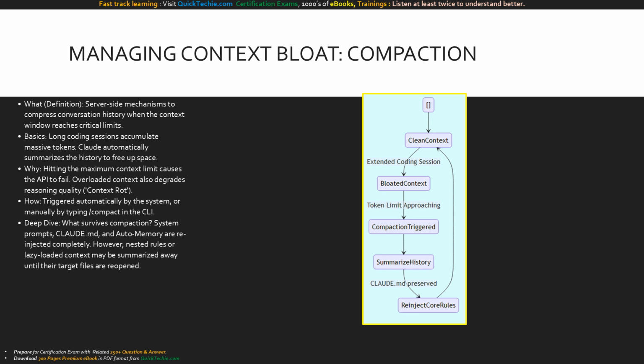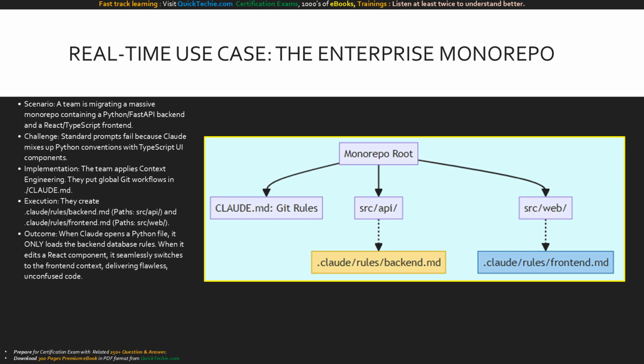This state diagram visualizes the lifecycle of the context window. We start with a clean context. As the extended coding session progresses, it transitions to a bloated context. Once the token limit approaches, compaction is triggered. The system summarizes the history, explicitly reinjects your core rules like Claude.md, and safely returns you to a highly performant clean context.